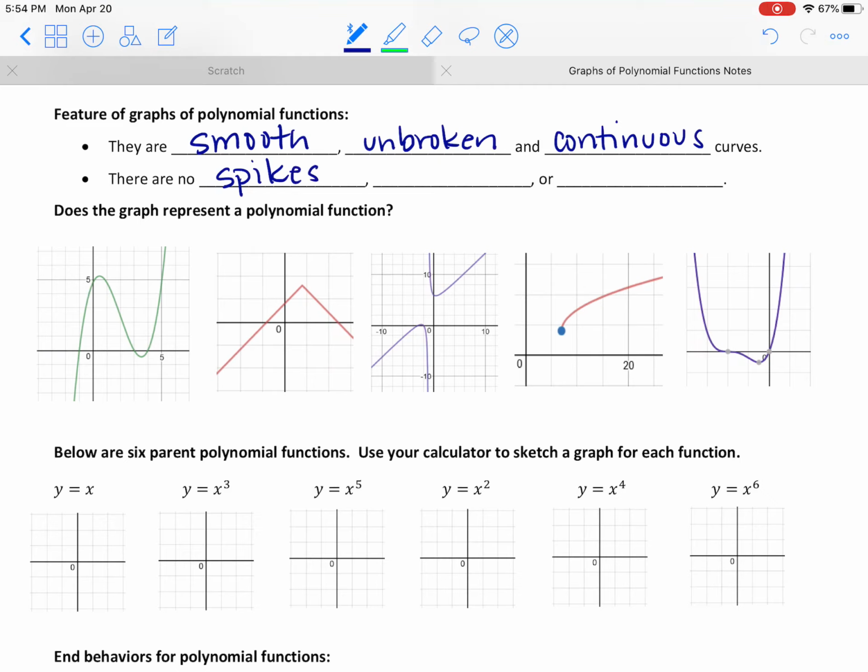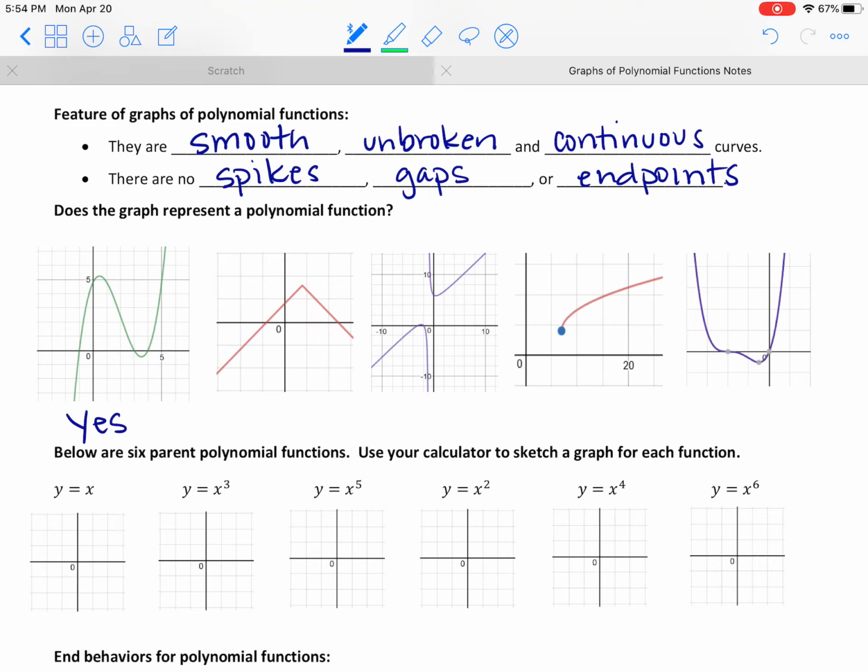Okay, so what you would not see in the graph of a polynomial function is a spike. No spikes, because you have to have a smooth graph. No gaps. It's got to be continuous or unbroken, and then no endpoints. If you see any spikes, gaps, or endpoints, that means you do not have a smooth, unbroken, continuous curve. It means you do not have a polynomial function.